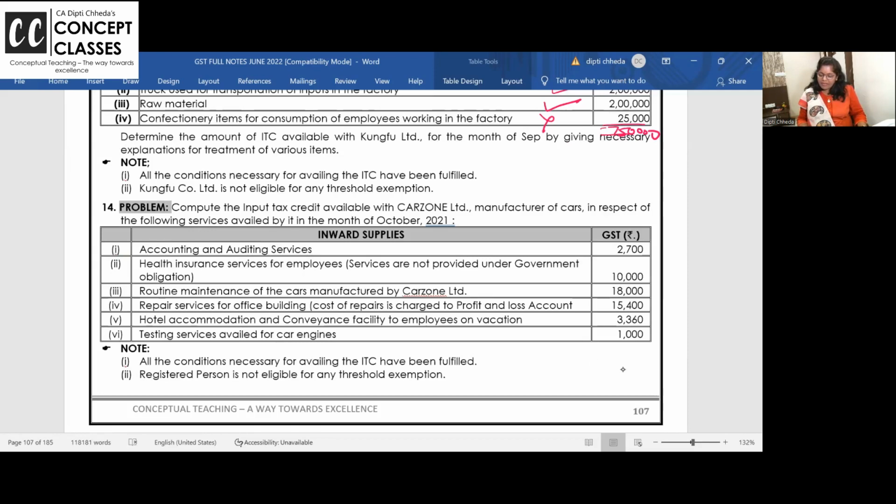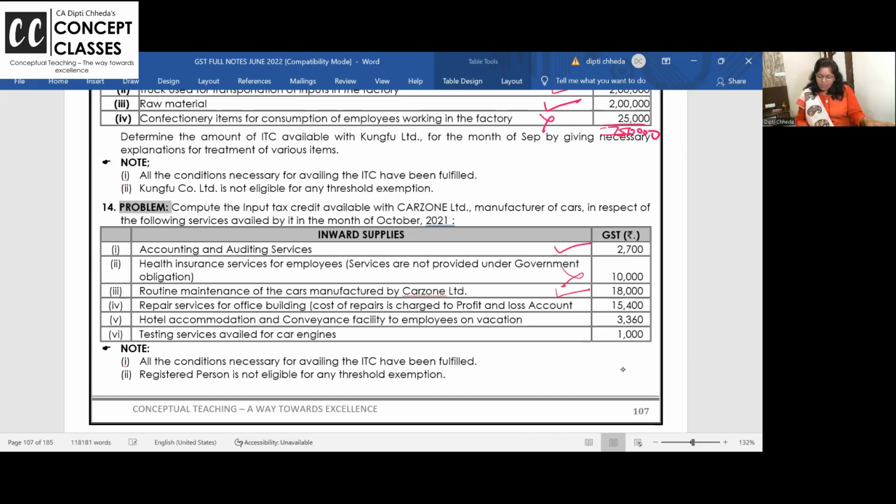Car Zone is manufacturing cars, and now they have availed accounting and auditing service. They have accounting and auditing of Car Zone business manufacturer. So related service है ना, business से related. Yes, inputs and all. Health insurance services for employees. These are not under government obligation. No. Routine maintenance of cars manufactured by Car Zone. Yes.